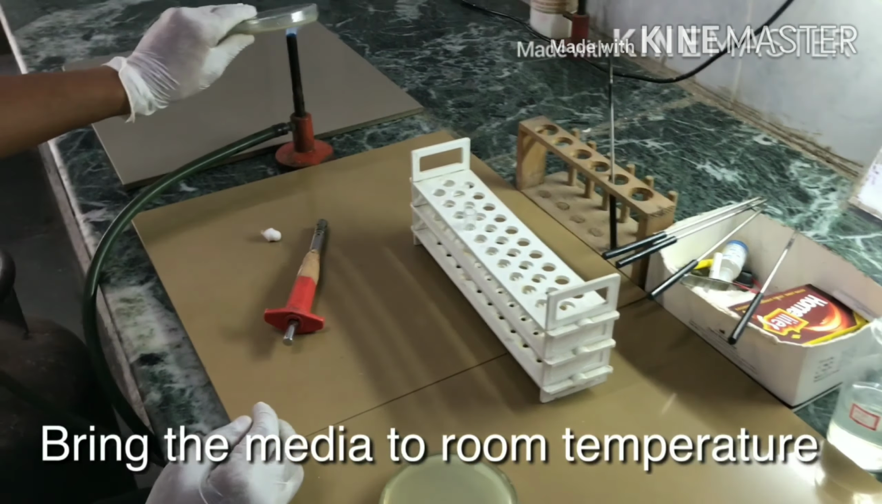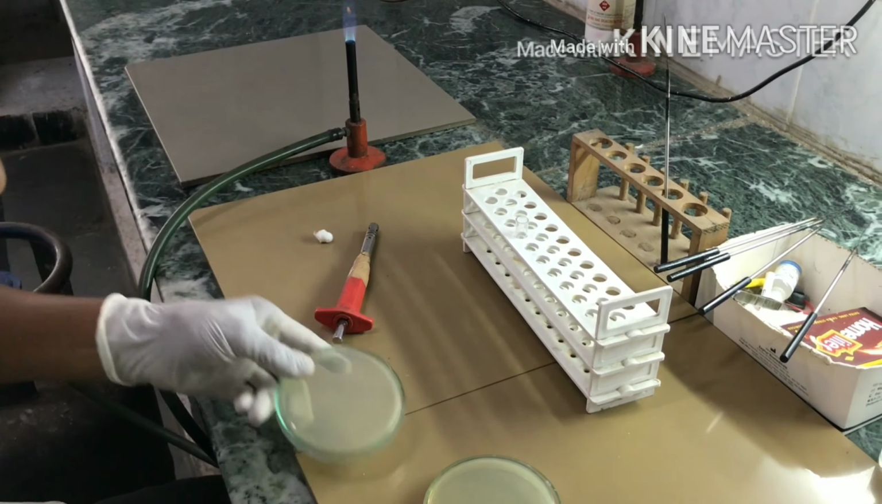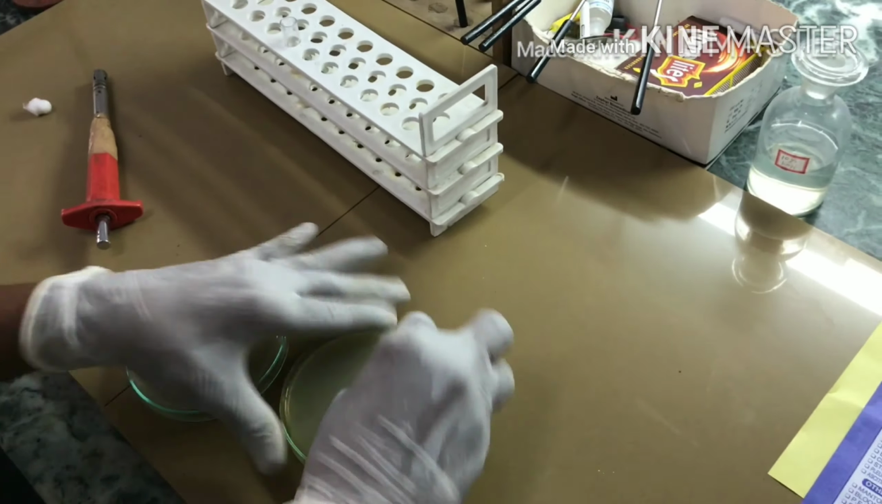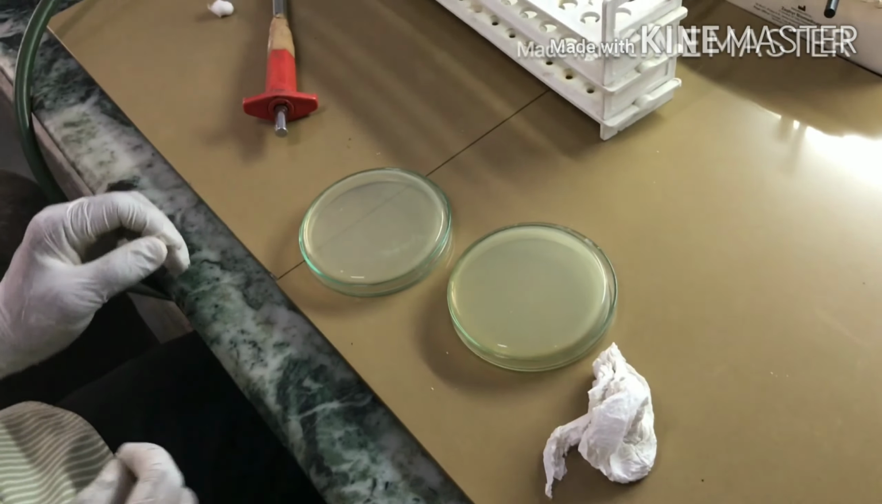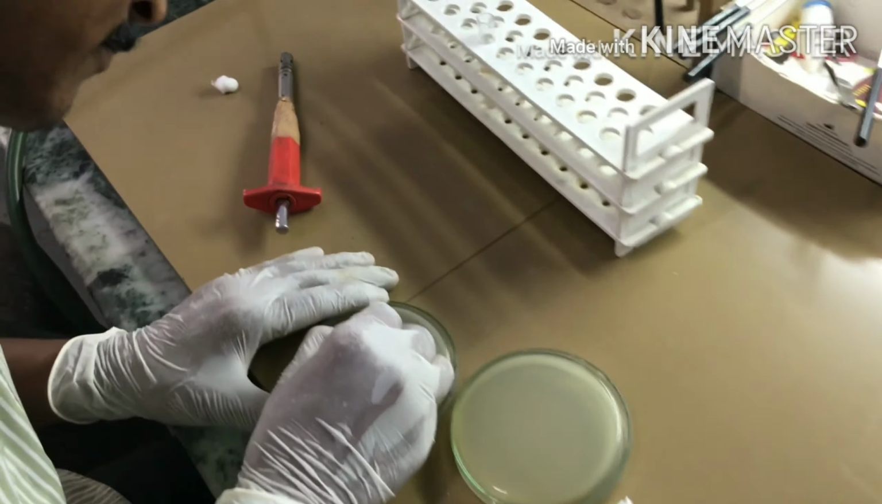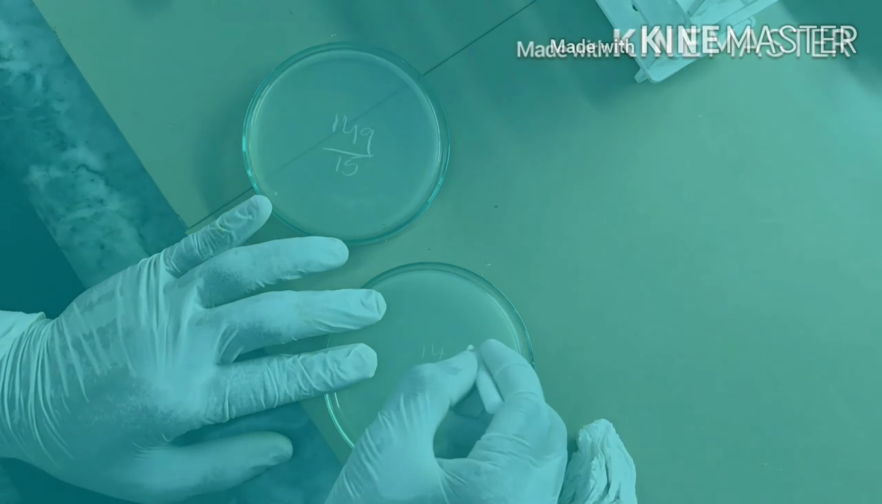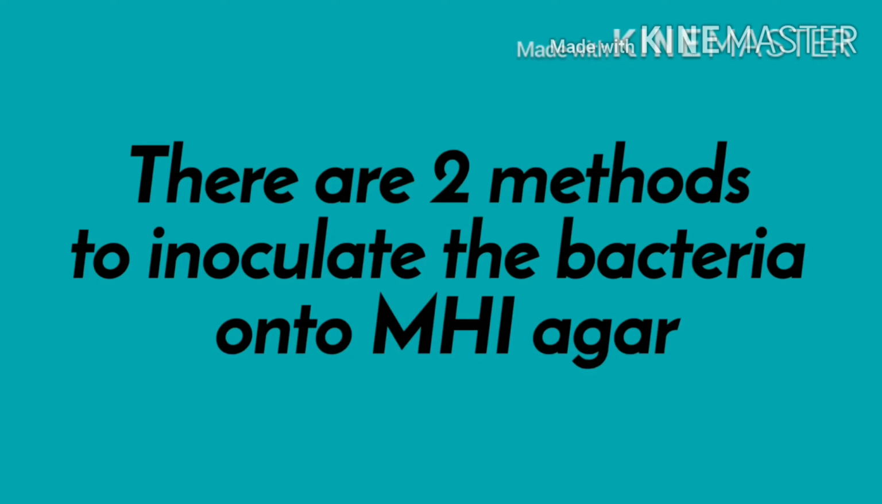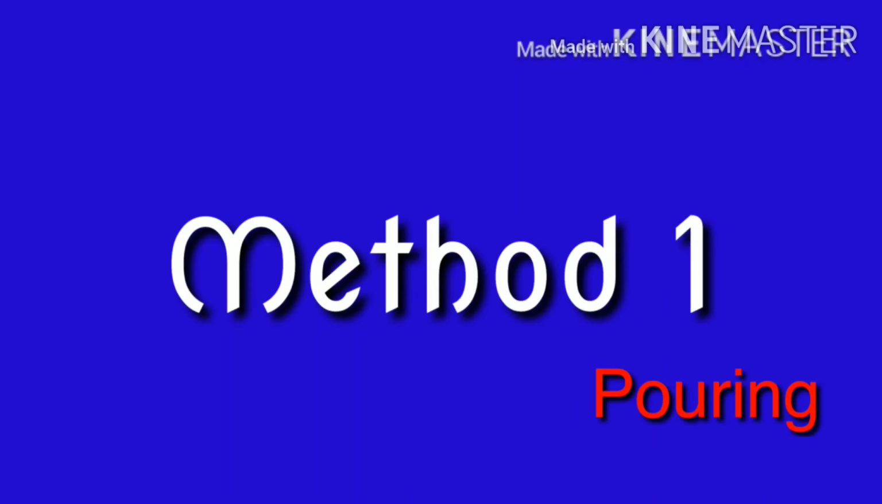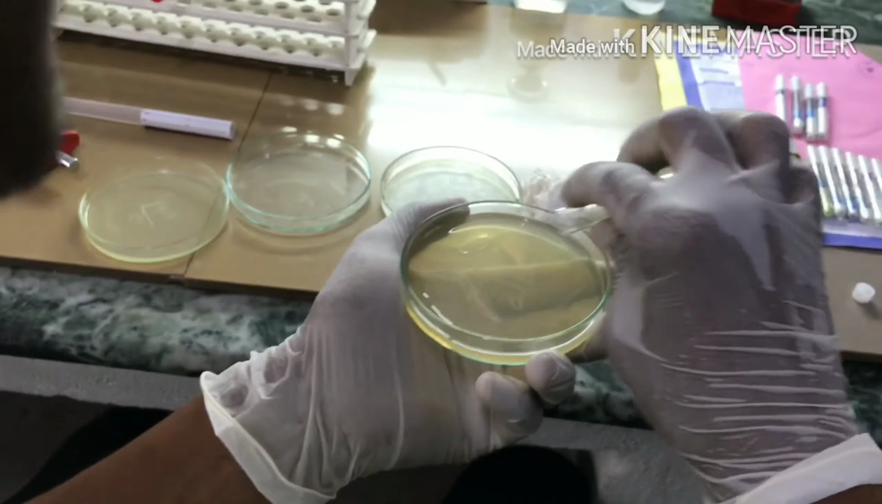Before inoculating the liquid culture onto the MHA medium, we need to bring the MHA medium to room temperature. Then finally mark the patient ID on the MHA plate. There are two methods to inoculate the sample onto the MHA medium. One is the pouring method and the second one is the swabbing method.